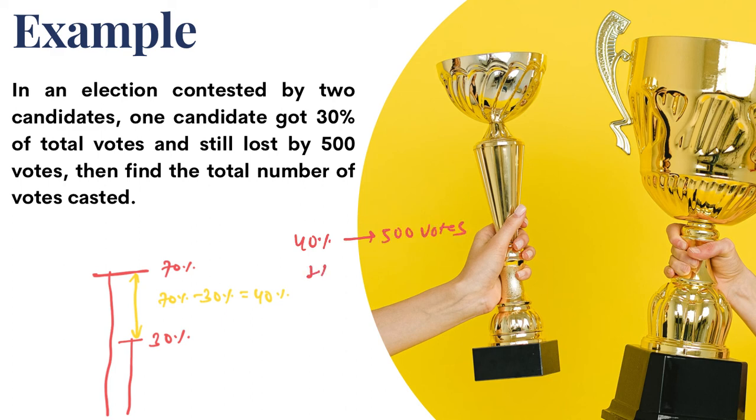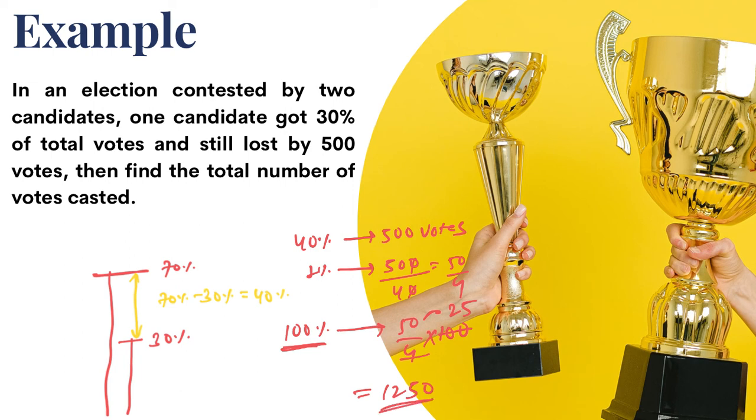So 1% equals 500 divided by 40. So 0 and 0 cancel, so I will get 50 by 4 votes. So 100%, or I can say total votes, equals 50 by 4 into 100. When I cut this 100 by 4, I will get 25. So when I multiply 25 and 50, I will get 1250. So this is our total votes cast.